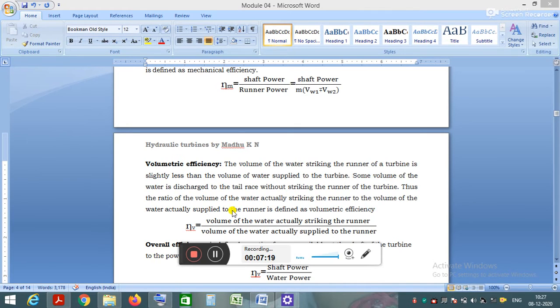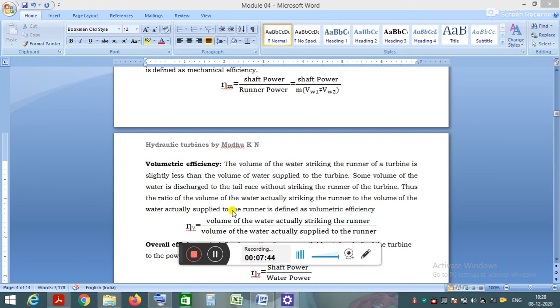Our volumetric efficiency is always around 95 to 97%. Only 3 to 5% of the water doesn't come in contact with the turbine blades, and this ratio is called the volumetric efficiency.